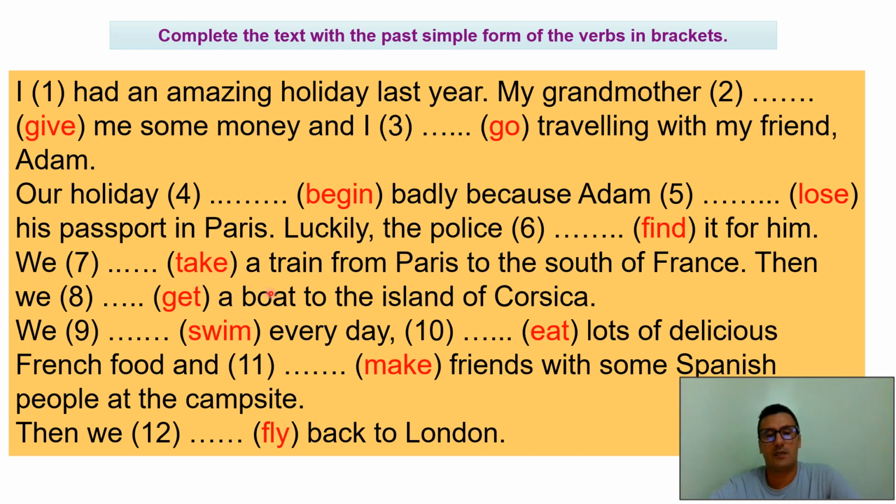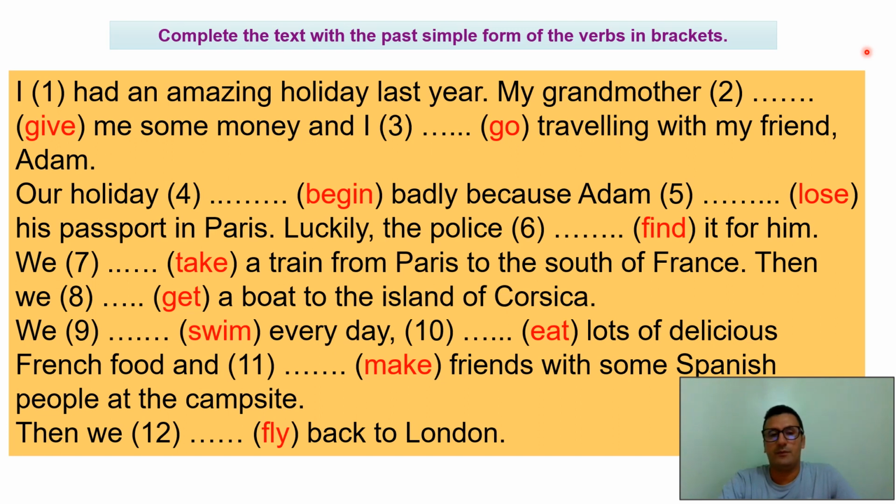We take a train from Paris to the south of France. Then we get a boat to the island of Corsica. We swim every day, eat lots of delicious French food, and make friends with some Spanish people at the campsite. Then we fly back to London.